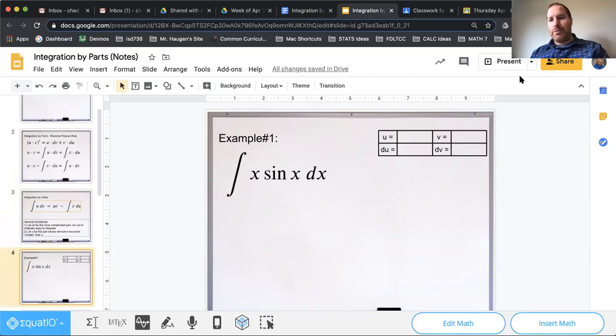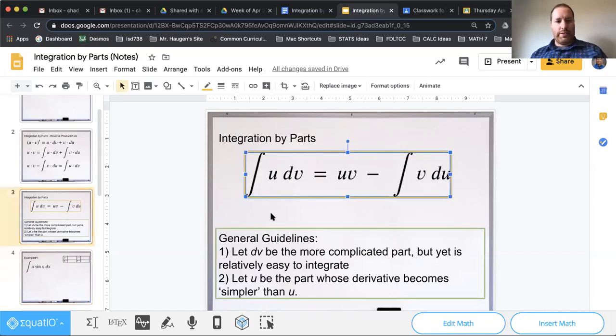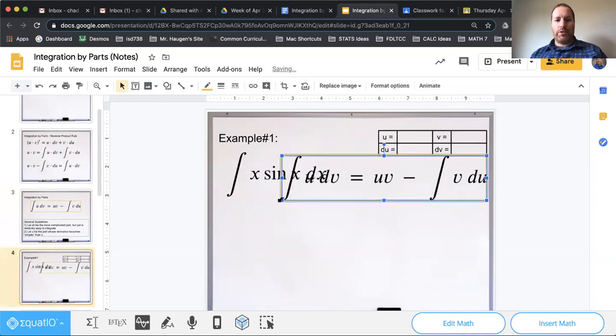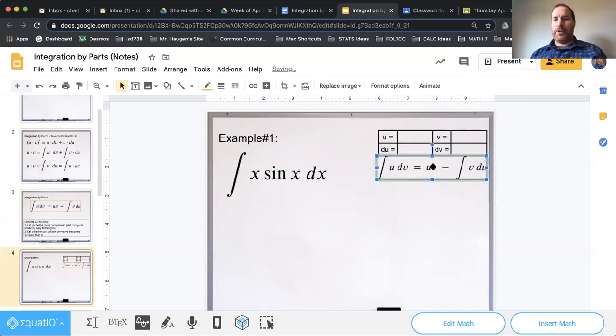So here's an example that we'll go over: x times sine x, which before we wouldn't have been able to do this integral. So we have to choose, so I've put this structure in here. We have to choose u and dv, and then we have to go backwards and figure out the other two pieces from there. And just to make this a little easier on myself, I'm going to put this equation down, and you could do this in your notes as well, because I'm going to utilize that.